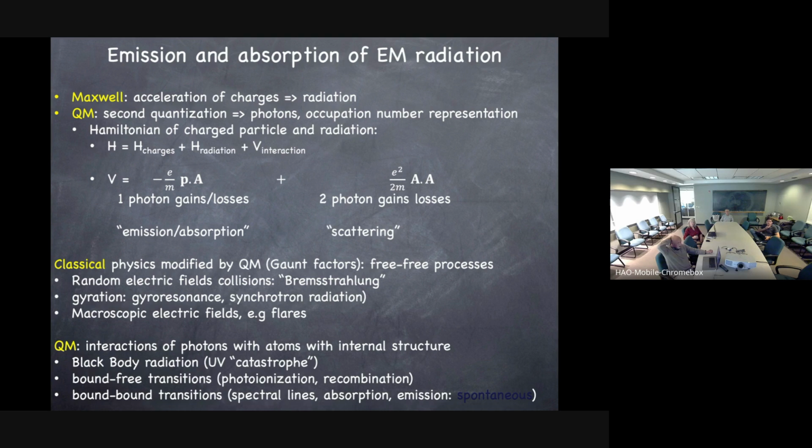And so gyroresonance is a phenomenon that's very familiar to radio astronomers. It has been for many decades in the sun. And then, of course, we can accelerate particles through electric fields, such as flares, and you can end up with radiation as a result of those kind of things.